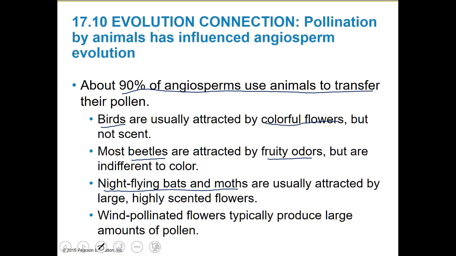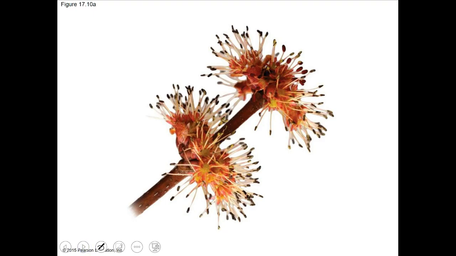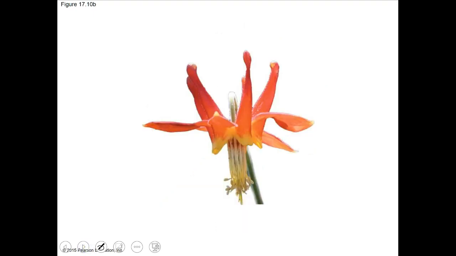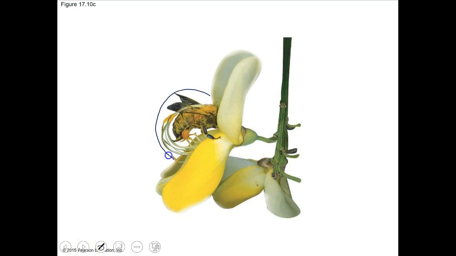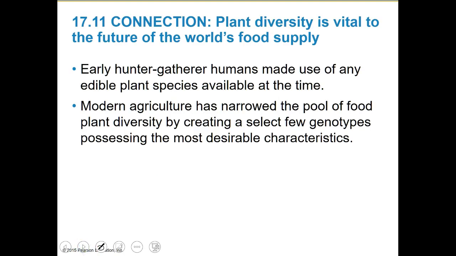Wind-pollinated flowers typically produce large amounts of pollen because it's not as directed as having an actual pollinator that will get it there for you. I know bees are usually attracted to whites and yellows because in the UV spectrum they really pop. So we're going to have lots of attractive things for different animals. Like here's a bee pollinating an orchid, which really works out this whole evolutionary advantage for them.